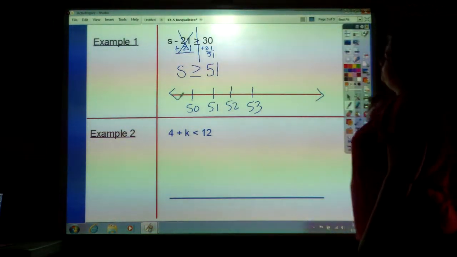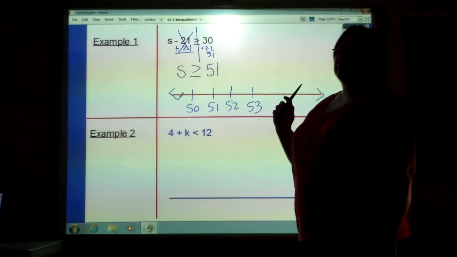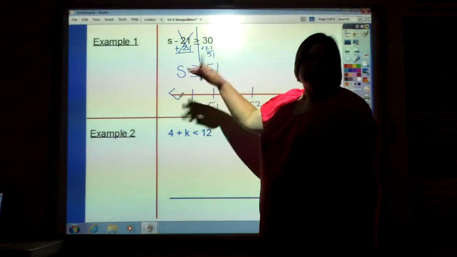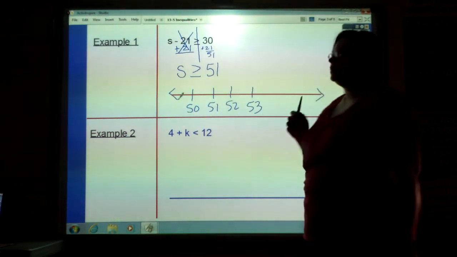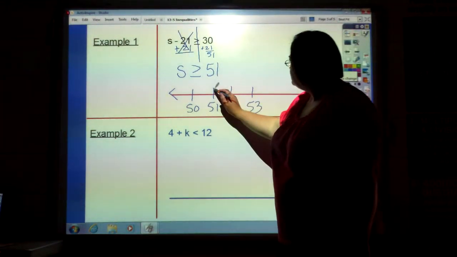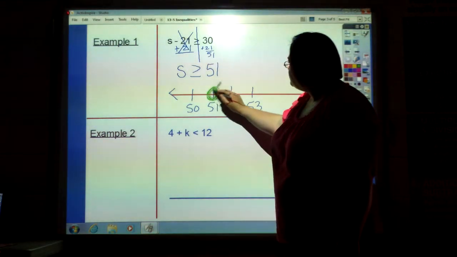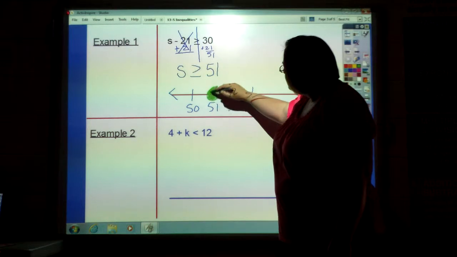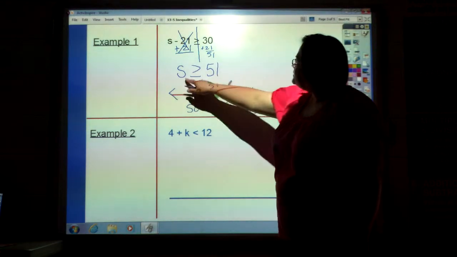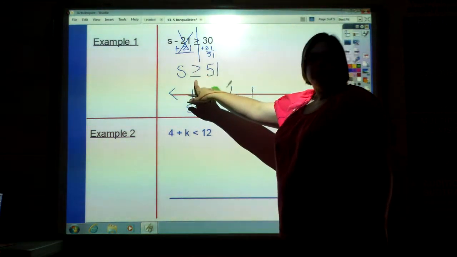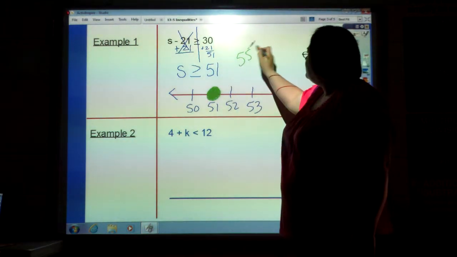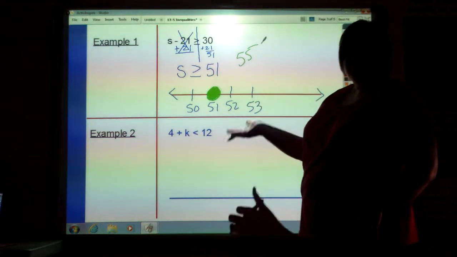And we are going to put a circle, and we need to close it up because we just said if it's equal to or greater than or less than, you put the closed circle, or the colored in circle, however you want to say it. So at 51, we're plotting that point at 51, coloring it in because we have the equal to there. That means that 51 is included. S is greater than or equal to 51. So S can be 51, S could be 52, S could be 53, S could be 55, S can be any number that's 51 or larger.